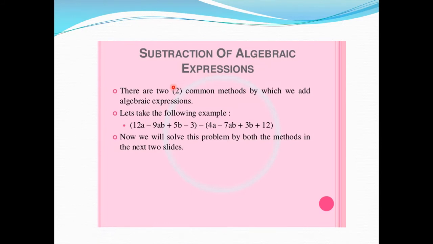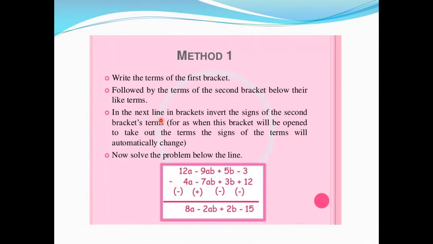Now subtraction of algebraic expressions. Here also we have two methods, the same row method and column method. There are two common methods by which we subtract algebraic expressions. Let's take the following example: subtract this expression from this one. We will solve this problem by both methods in the next two slides. Method 1, the column method. We have to subtract, which means the signs will change under this.